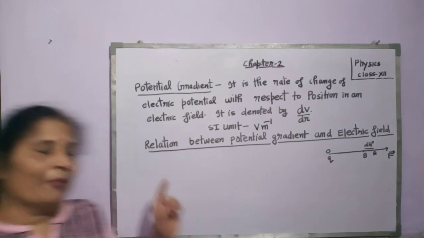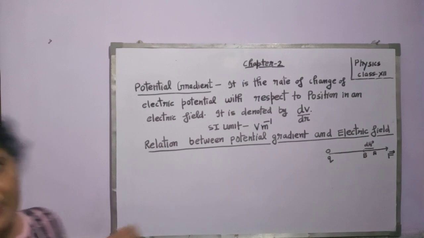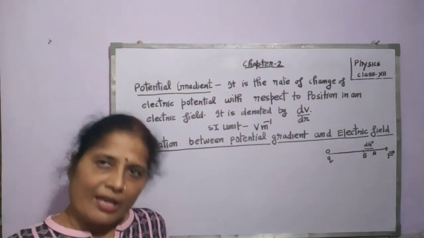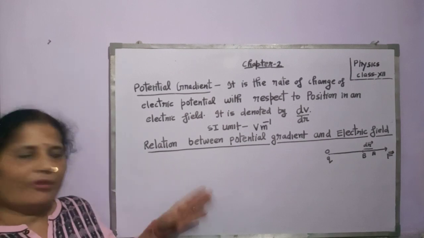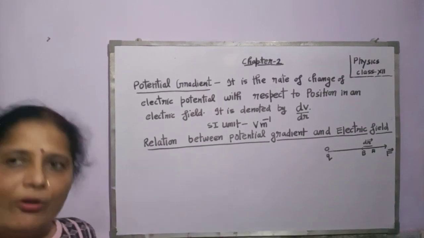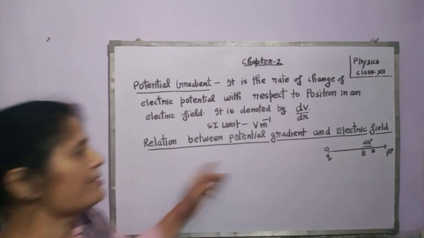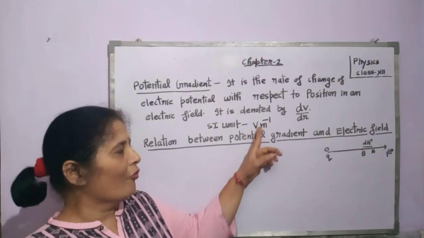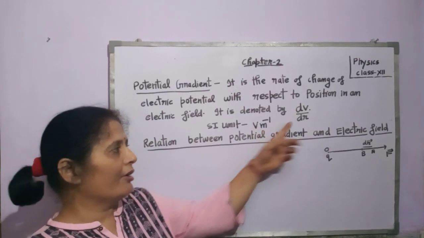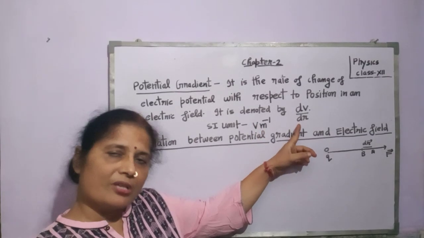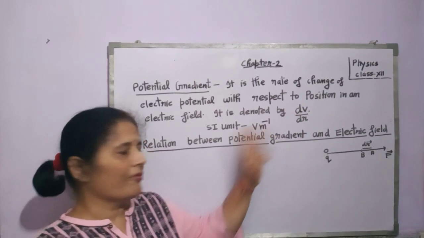Once again, potential gradient means potential divided by the distance. In other words, it is the rate of change of electric potential with respect to position or distance in an electric field. Its SI unit is volt meter inverse. Volt means potential, meter means distance, and in the denominator there is a distance, that means meter. When it comes in the numerator, it becomes meter inverse.